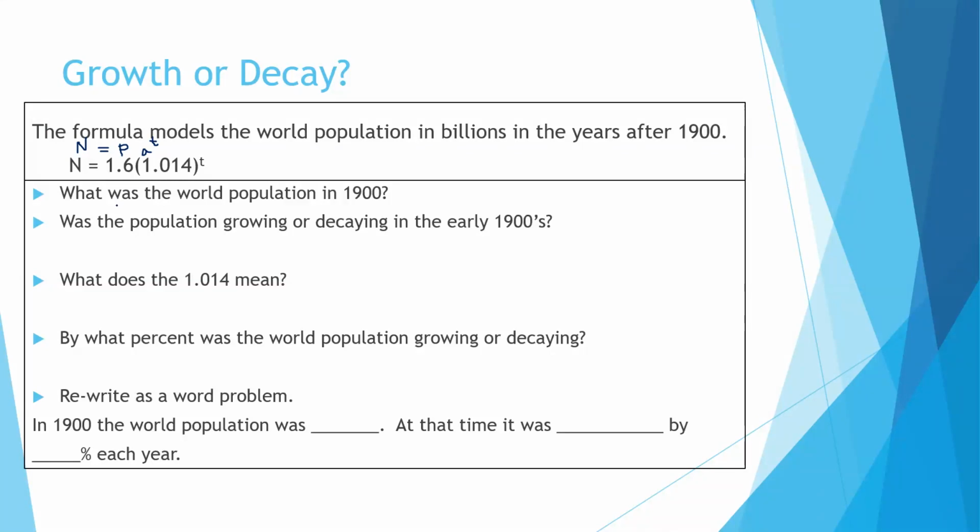So this formula is telling us the world population in billions after the year 1900. That's a time period when population was growing, and I probably shouldn't even tell you that because that's one of the questions. But this would not be true anymore today, but it was true for the 1900s and shortly thereafter. So what was the world population in 1900? Well, 1900 is the start, and the starting value in MPAT is P, so I see that this is 1.6 billion.